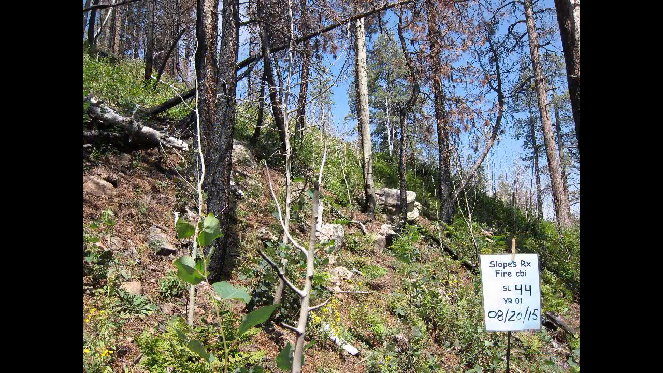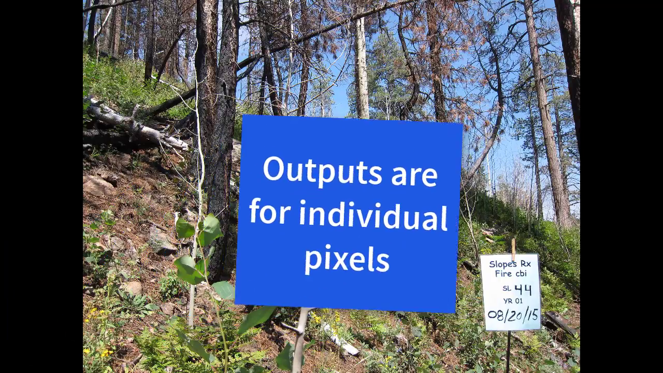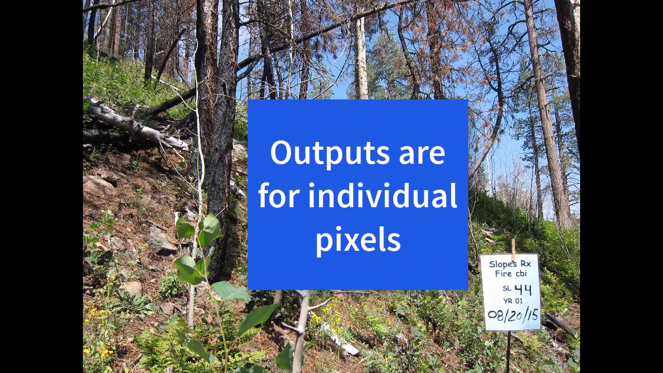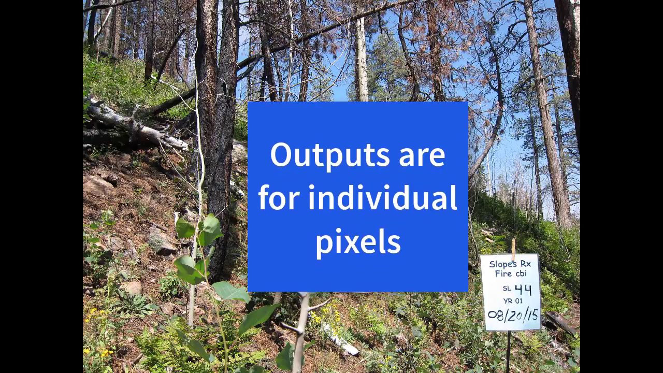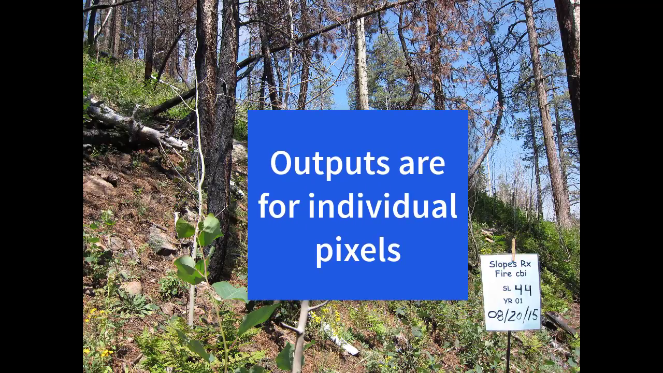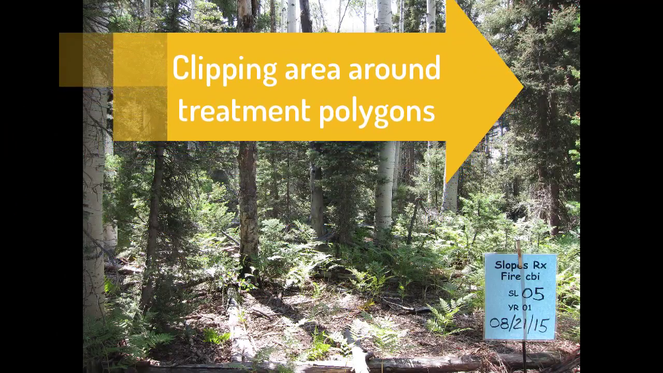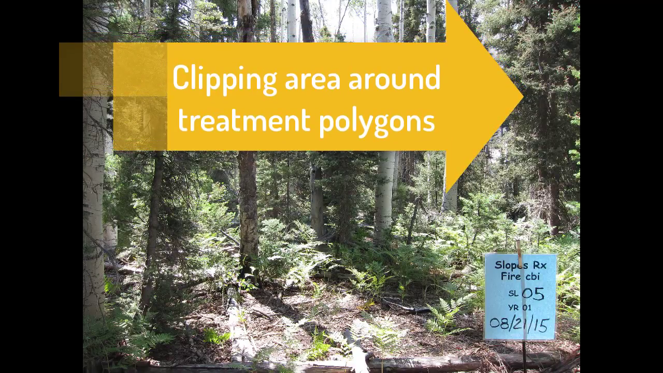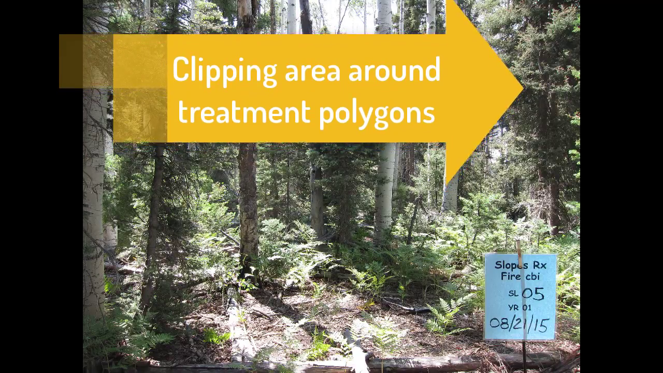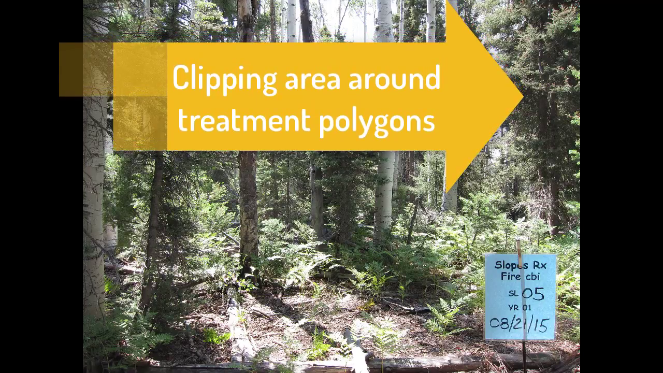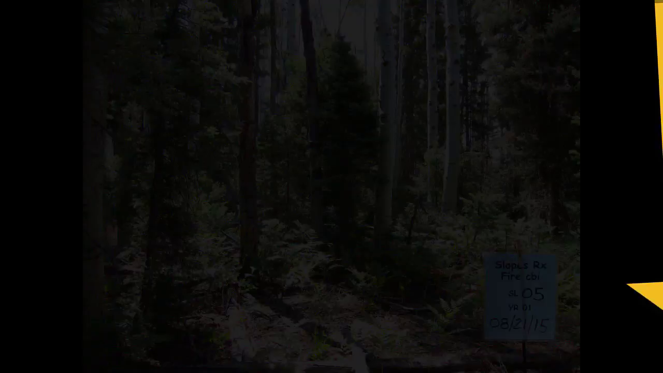Now, it's important to note that our fire behavior outputs are made on a pixel by pixel basis. So for burn probability, it's not necessarily the burn probability across the landscape, it's the chances that that individual pixel will burn. And so it's useful to look at the landscape, but as we do our comparisons in more detail, we'll be clipping the area around those polygons of the treatments so that we can just analyze how the burn probability or the flame length or the crown fire activity changes inside that treatment area.